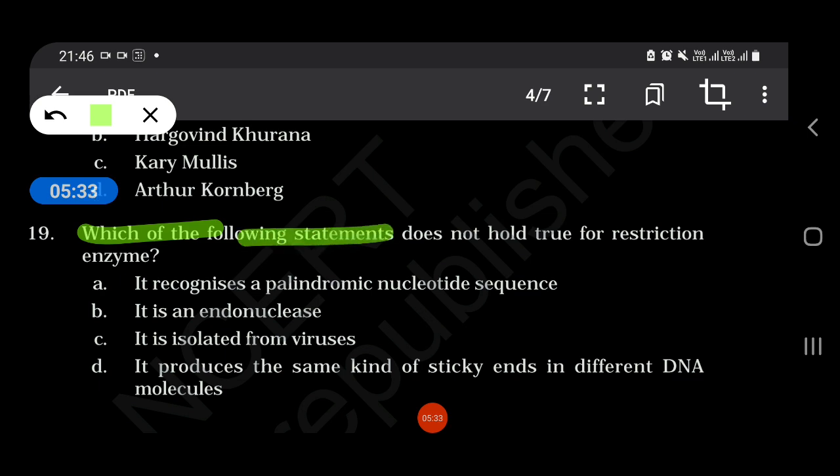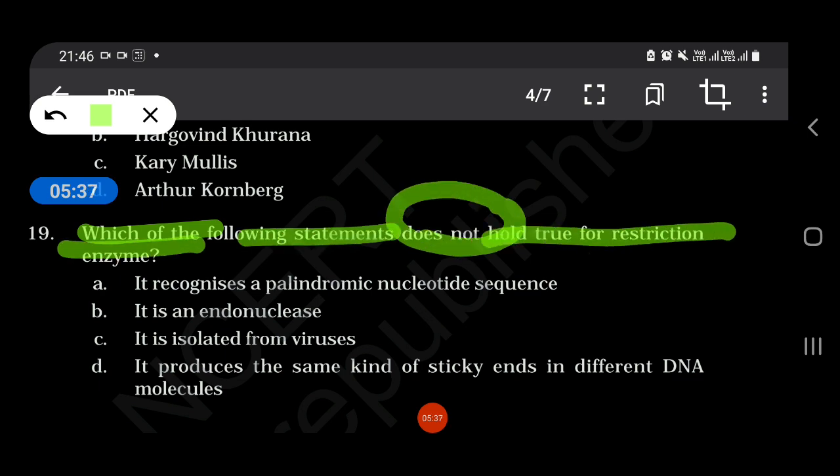Which of the following statements does not hold true for restriction enzyme? That is C. It is isolated from viruses. It is not isolated from viruses.